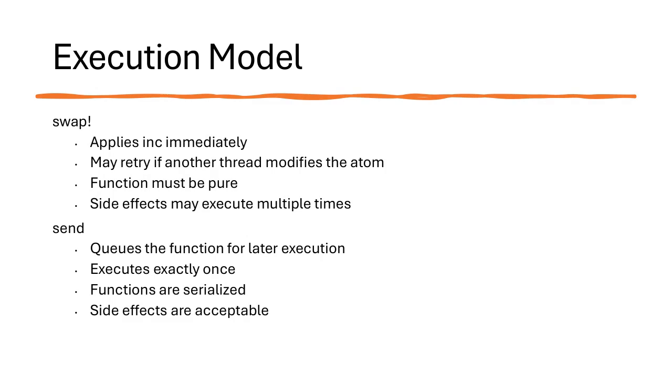When using swap, the function is applied immediately to update the atom's value, and if another thread changes the atom at the same time, swap may retry the update. Because of this, the function must be pure without side effects, since those side effects could run multiple times. On the other hand, send works differently by queuing the function to run later on an agent's state. It executes the function exactly once and ensures that all functions are run in order, one after the other. This means side effects are allowed when using send because the function won't be retried. This distinction helps determine when to use swap for immediate, atomic updates and when to prefer send for serialized, asynchronous tasks with side effects.